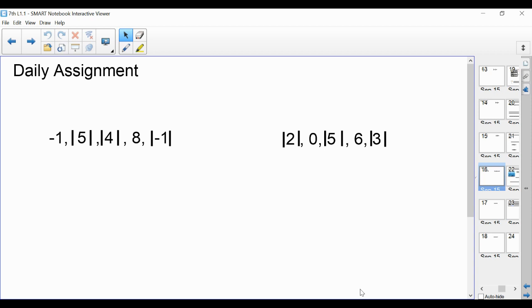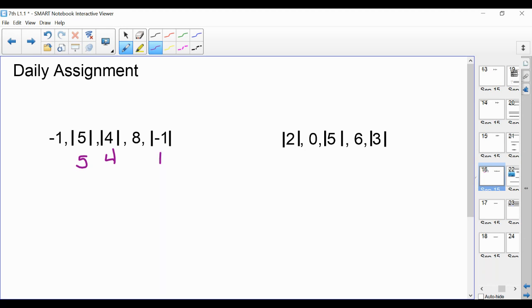Okay, I'm going to go over yesterday's daily assignment in case you got something incorrect and you're not sure why. The first two problems were to order the integers and absolute values. So first thing we have to do is make sure we figure out what all those absolute values actually are. So absolute value of 5 is 5, absolute value of 4 is 4, and absolute value of -1 is 1.